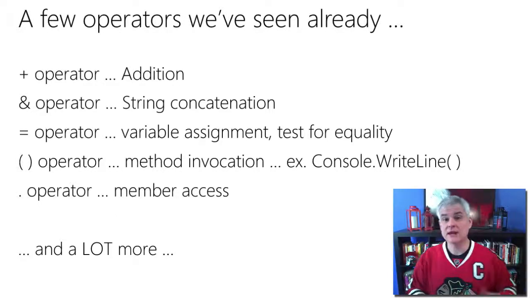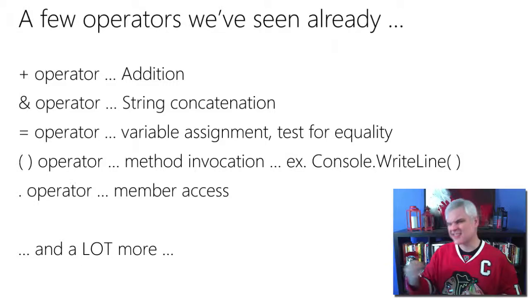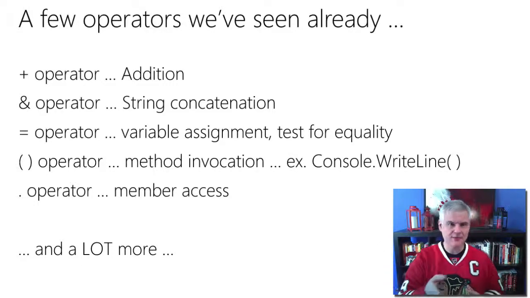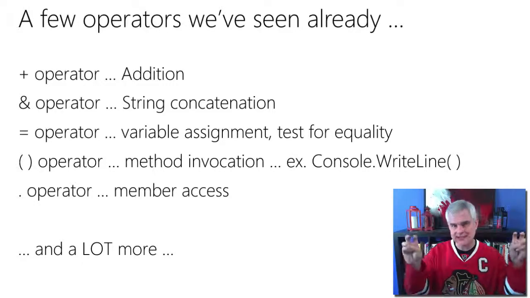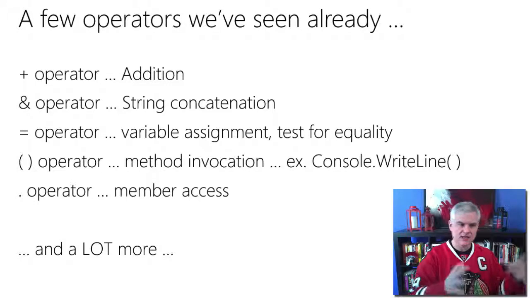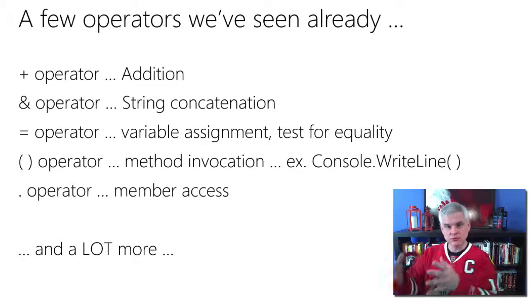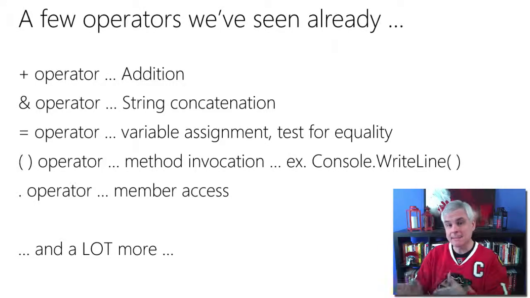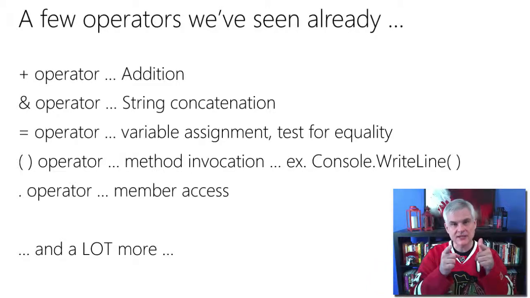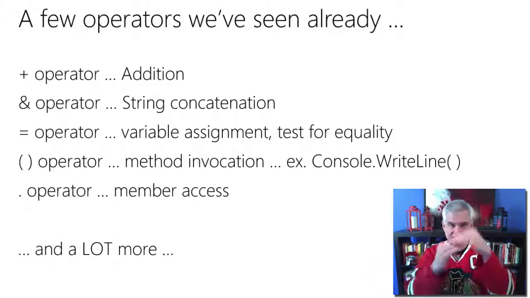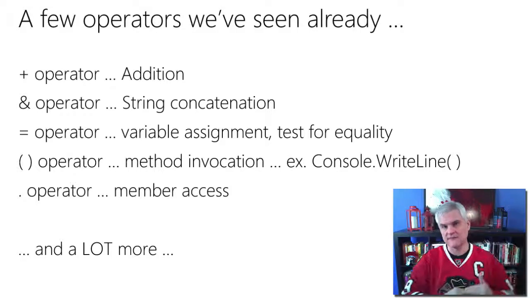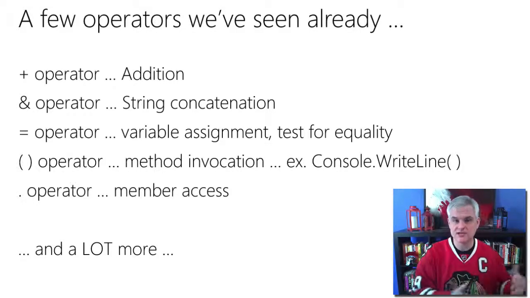Another operator that we've already seen, and you may not think of as an operator, is the period or the dot, which is the member access operator. It's the way that we get from Console to ReadLine. We are able to see all the members of the Console class by using the period or the dot in order to show us all of the methods and the properties of the Console class, for example.